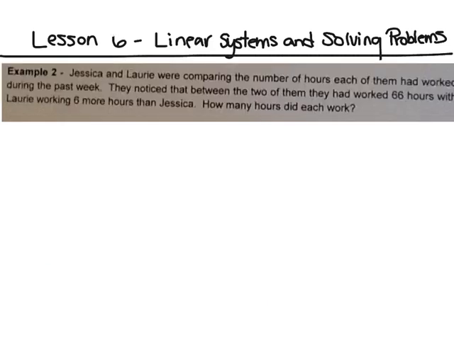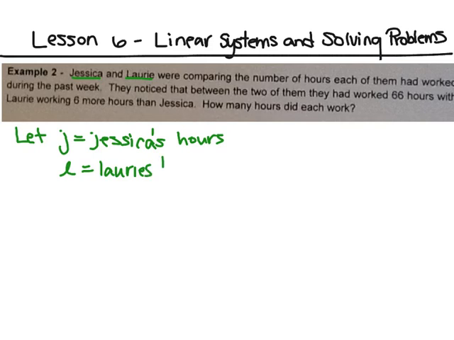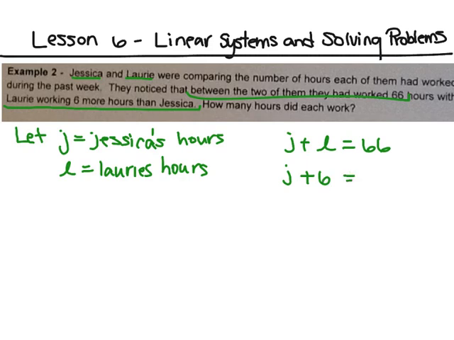Jessica and Lori were comparing the number of hours each of them had worked during the past week. So let's do our let statements. We have Jessica and Lori, so let's let J equal Jessica's hours and L equal Lori's hours. They noticed that between the two of them, they had worked 66 hours. So when you add them together, it's 66. And Lori worked 6 more hours than Jessica. So Jessica plus 6 more is equal to Lori.